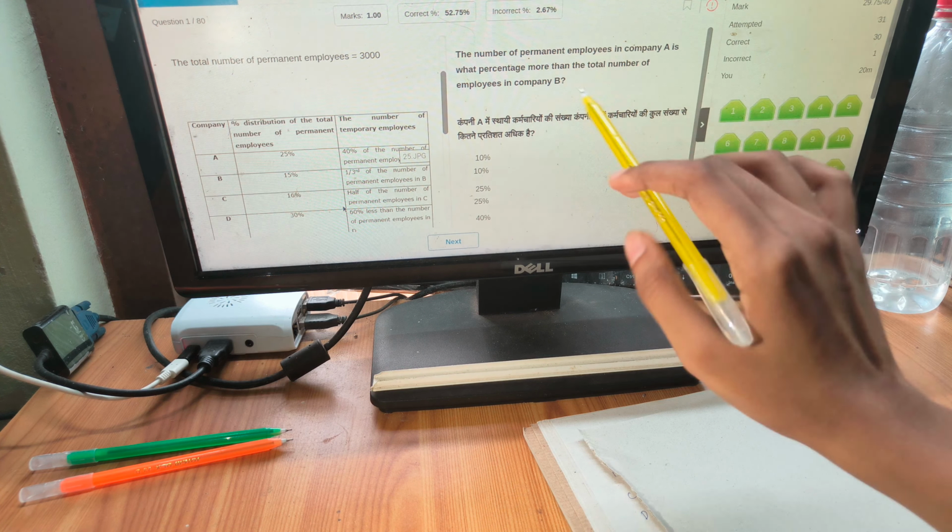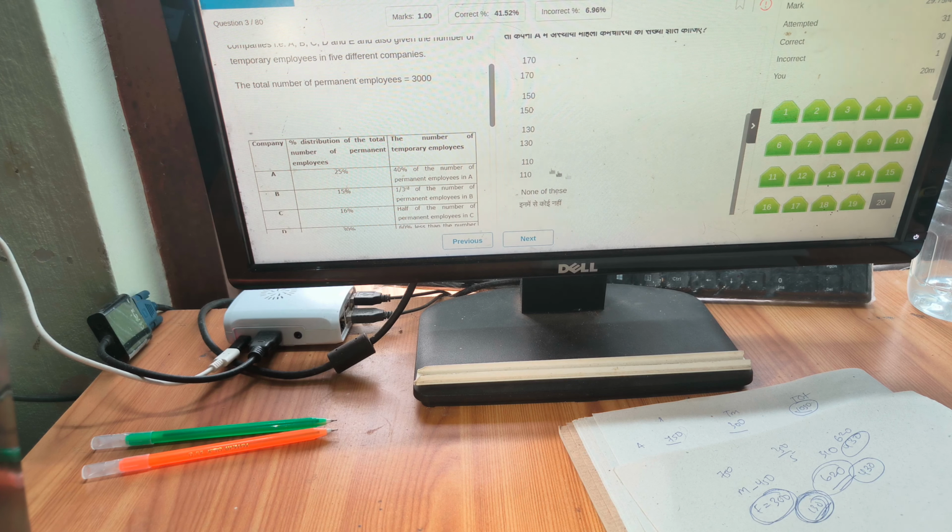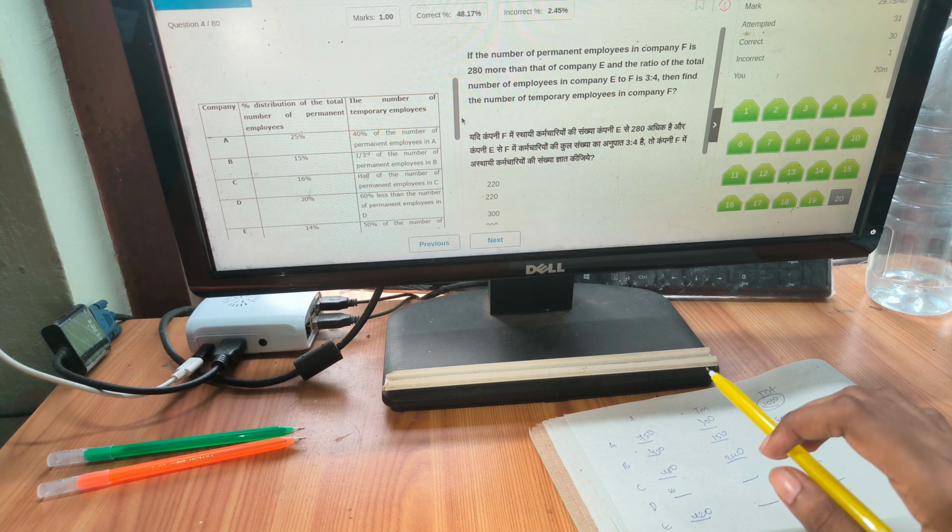So in that 430, 300 are permanent employees, and the remaining 130 will be temporary female employees, and the answer here will be 130. Hope you understood, guys. Let's go to the next question.